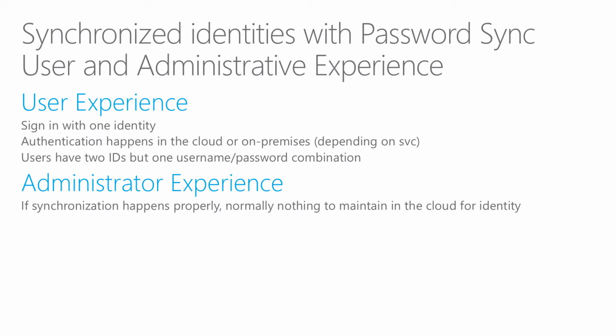When looking at the user and administrative experience for synchronized identities with password sync, the user signs in with one identity. The authentication happens in the cloud or on premises depending on the service. The users have two IDs, but only one username and password combination. From an administrator perspective, if the synchronization happens properly, there is normally nothing to maintain in the cloud for identity.